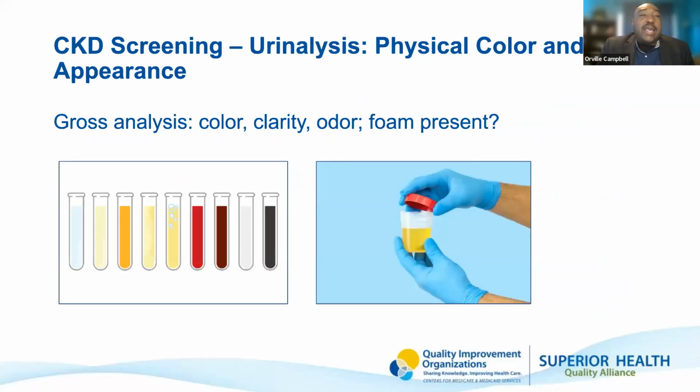This is one of the standards of screening for chronic kidney disease, the urinalysis, making sure you look at the color, which should be straw. What is straw? That's probably something like cheap lemonade, where you can see through it. That's the best I can describe it to a patient, cheap lemonade. The clarity, you should be able to see through it. The odor, it should be odorless.